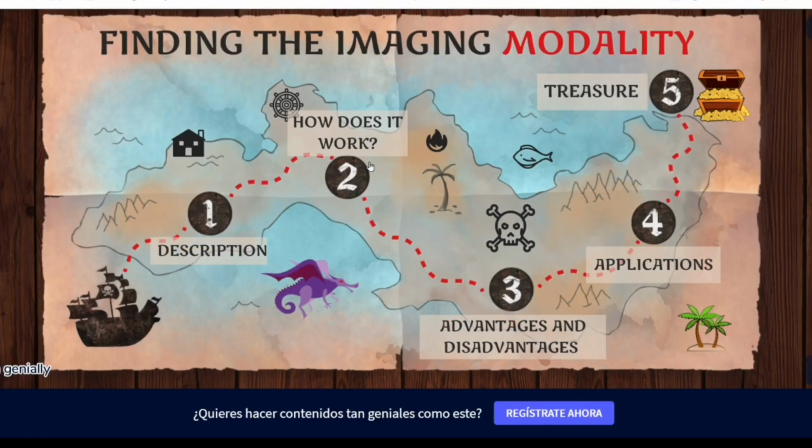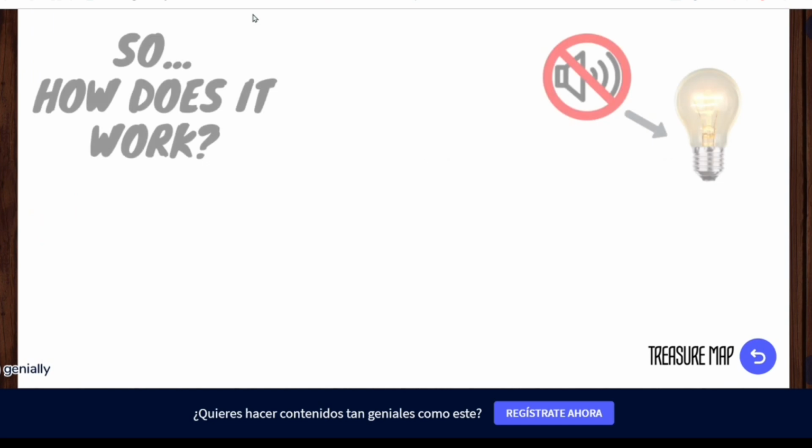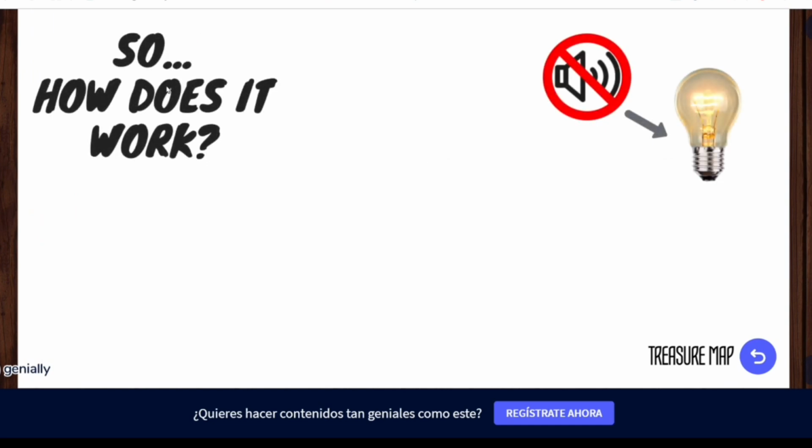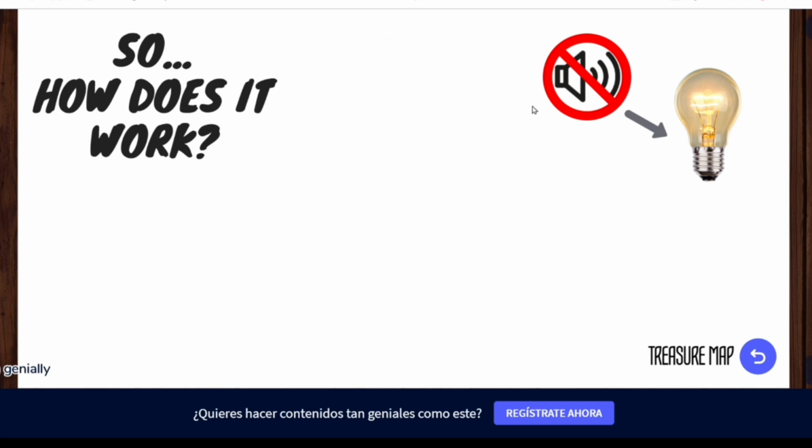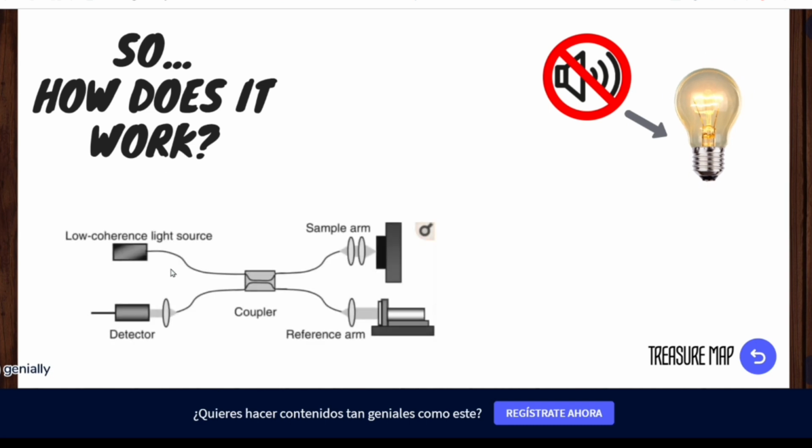Now we are going to go to the second clue. So, how does it work? Actually, this imaging technique is pretty similar to the one that almost all of us know, the echography, also known as ultrasound. But the main difference between them is that the first one works using sound waves, and this one works using light waves. This can be very effective to improve quality. The functional principle of this technique is light interference, therefore a light interference setup is needed. Right now, we are seeing a schematic diagram of the basic setup.